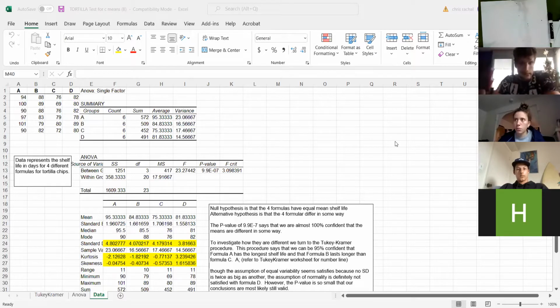So we're not going to call this tortillas. What we're going to say is this is treatment A, B, C, and D. We're going to just stay with the same theme. So this is treatment for people that come into the hospital for COVID.